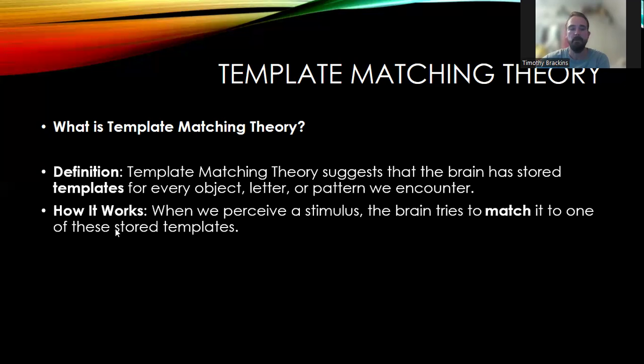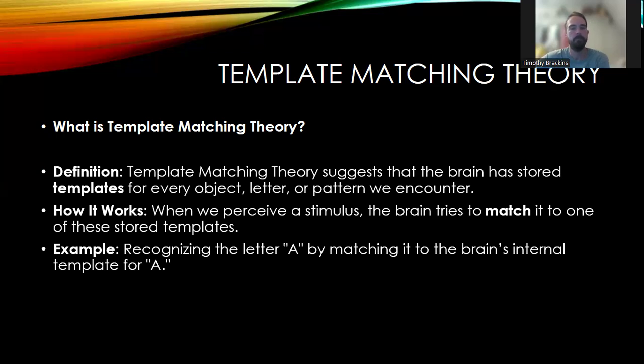How does it work? Well, it suggests that when we perceive a stimulus, what the brain is doing is trying to match that stimulus with one of these stored templates. So you have a template stored in your brain for an electric guitar. And you go out to the record store and you see an electric guitar, and your brain is trying to match the one you're looking at with the one that you have a template for. And then that's how it's identifying it as an electric guitar. So a good example would be recognizing the letter A by matching it to your brain's internal template for an A.